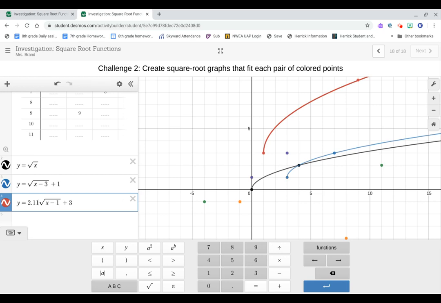But this is Desmos, so I'm not going to give you one like that on the test. This is just a challenge question to manipulate it and try to figure out your answers.